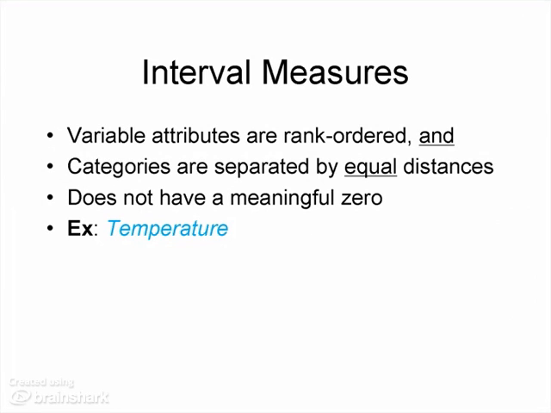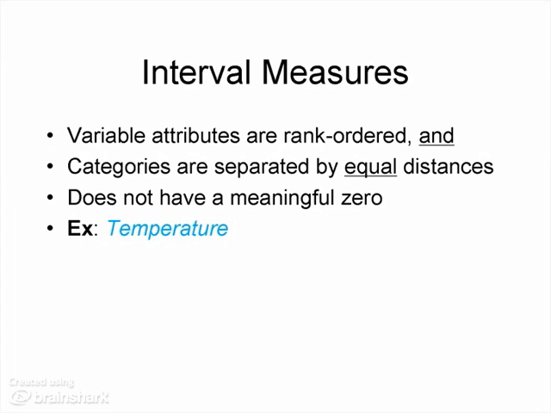Interval levels of measurement have the characteristic of rank that we see in the ordinal scales, but they also measure the distance between different points on the scale. So the typical example you'll see everywhere is temperature. Because when you're looking at a thermometer, the difference between 100 degrees and 80 degrees is 20 degrees, which is the same difference between 50 degrees and 30 degrees. So it's a set distance between points.